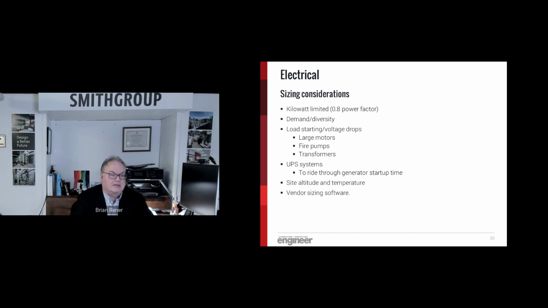Site altitude and temperature can affect the generator. Make sure you know if it's located outside, what temperatures it will be exposed to, what the site altitude is, and work with your generator supplier to help pick the right rating for the generator. And last thing, almost all the major generator suppliers offer free sizing software, either online or that you can install on your PC. Make use of that vendor sizing software as early in the project as you can, when you start to get the actual loads from mechanical and the client on what's going in. It's really important to run those calculations.